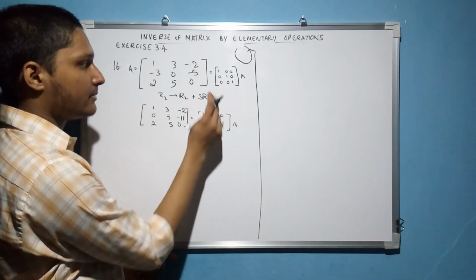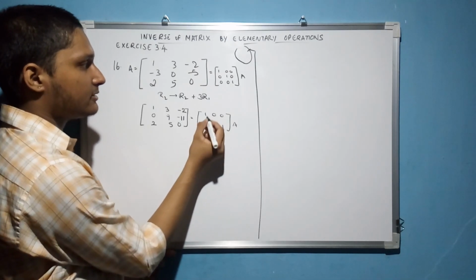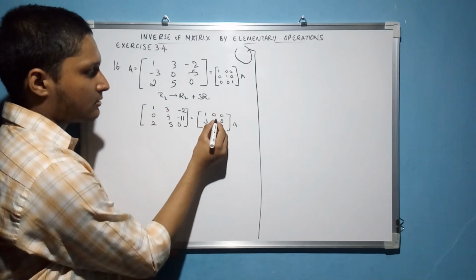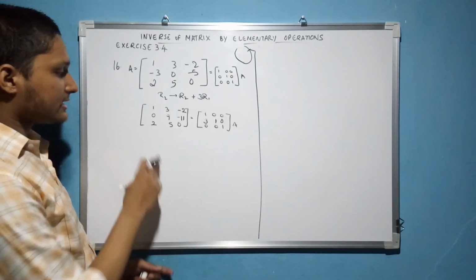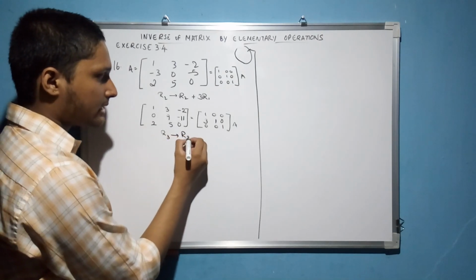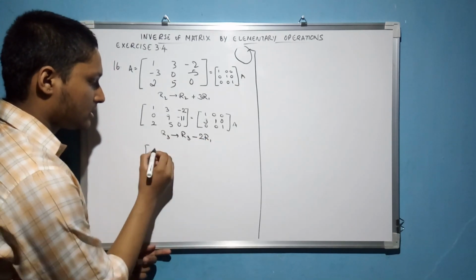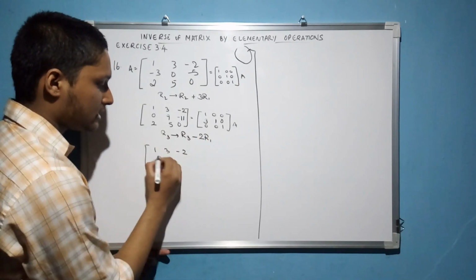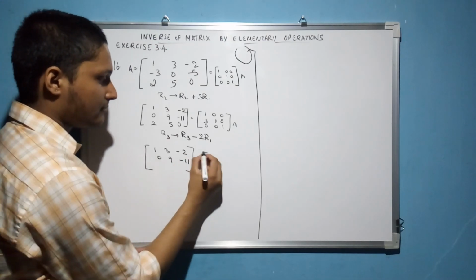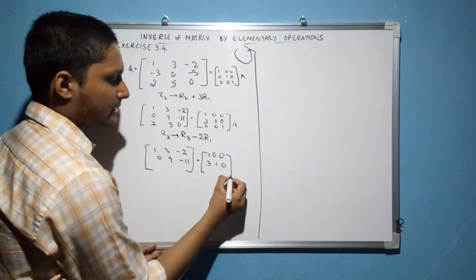So 0 plus 3 times that thing is 3 here. Then the remaining terms become 0 because it is 0, 1. So they remain as it is. So next you have this 2. For that we take R3 becomes R3 minus 2 times R1. So this becomes 1, 3, minus 2, 0, 9, minus 11. Then, maybe we'll take the right hand side first. 1, 0, 0, 3, 1, 0 and A.